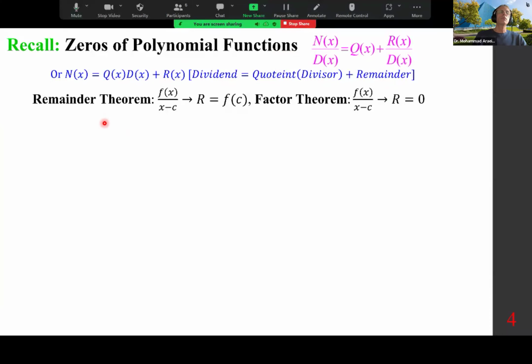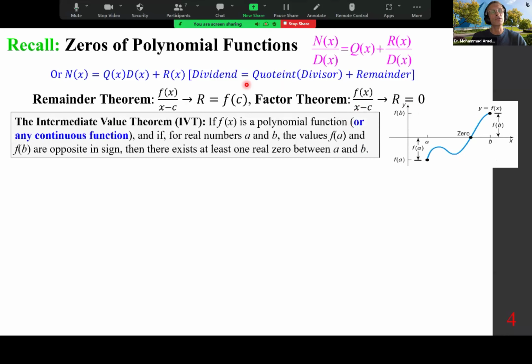The remainder theorem indicates if we are dividing f of x by x minus c, the remainder is simply the function evaluated at c, f of c. The factor theorem says when you evaluate it, if the remainder is 0, then x minus c is a factor of the function f of x.